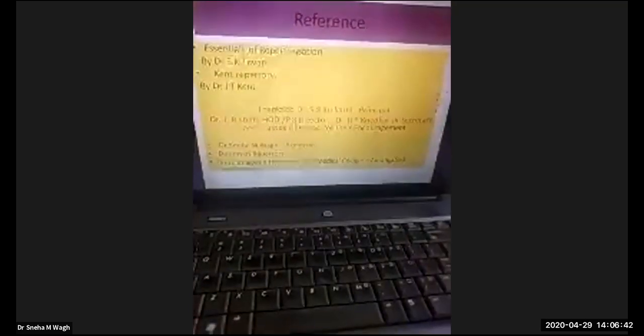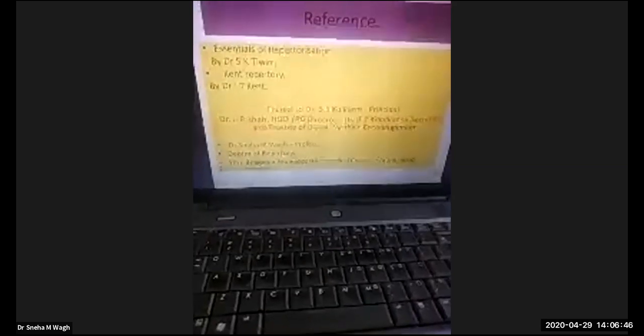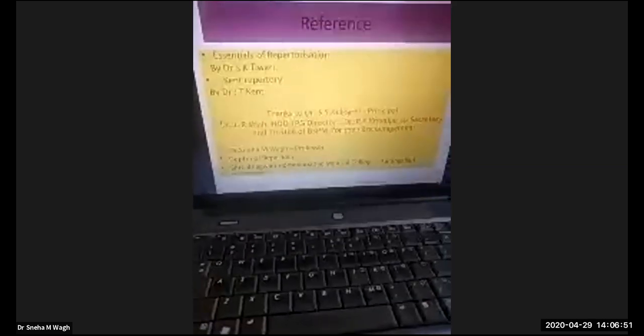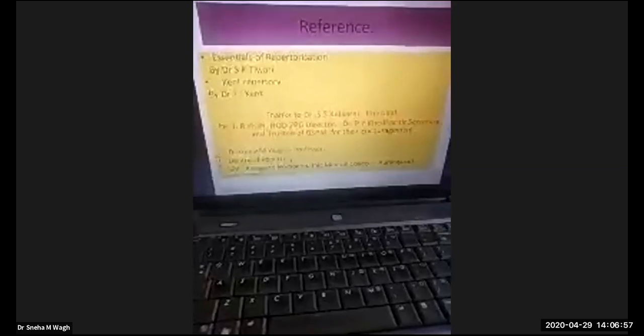So the reference I have taken from is Essentials of Repertorization by Dr. S.K. Tiwari. This is a book which is sanctioned by the CCH as a textbook of repertory, that is Essentials of Repertorization.